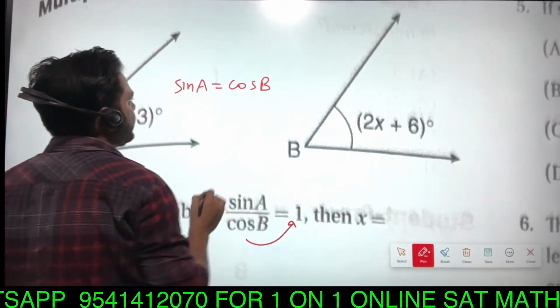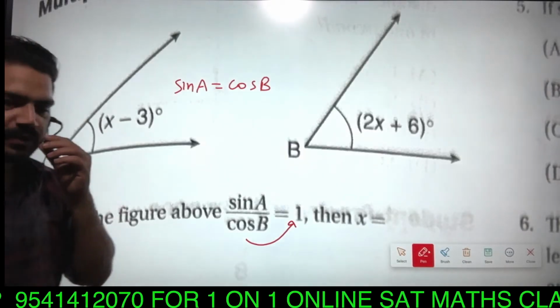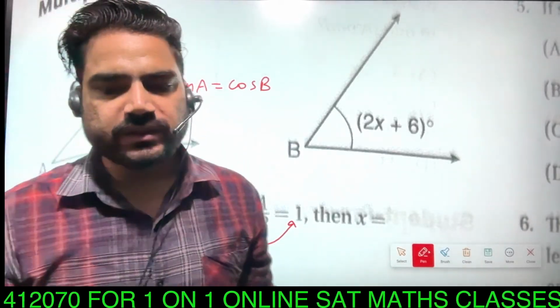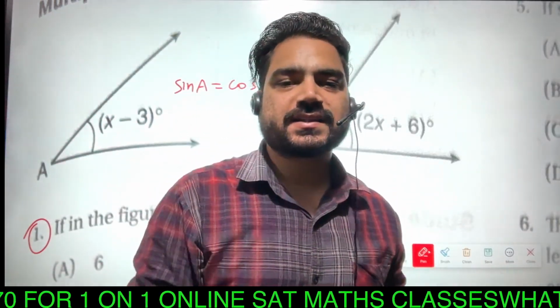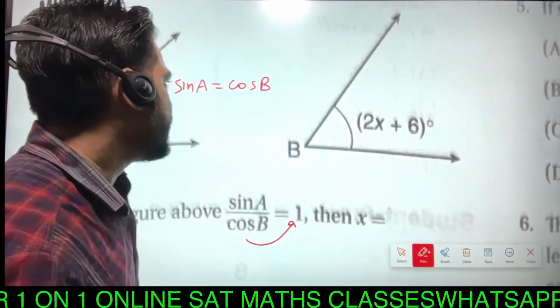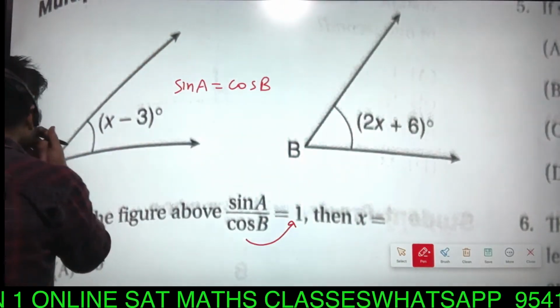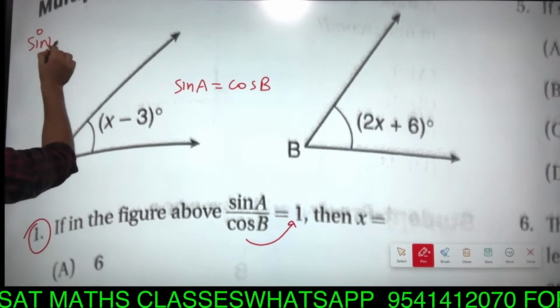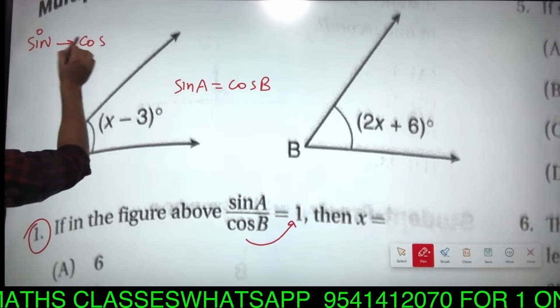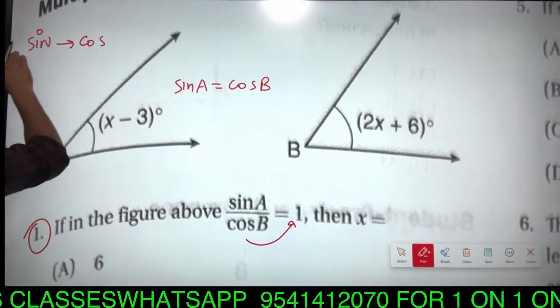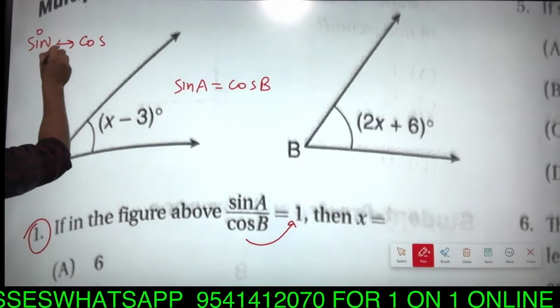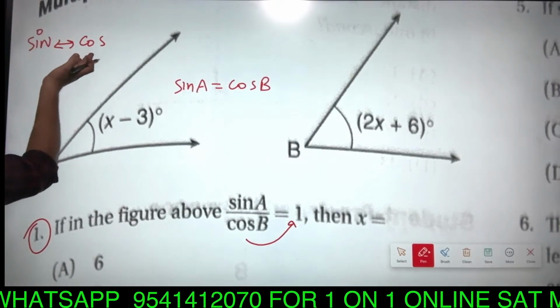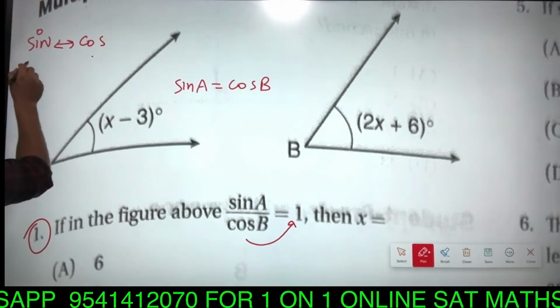Now one very important point in the SET exam, in trigonometry, that is being repeatedly asked in the exam, is that whenever we have sine, we can convert this sine into cos, or we can do the reverse also. We can convert the cos into sine. Sine can be converted into cos, or cos can be converted into sine.